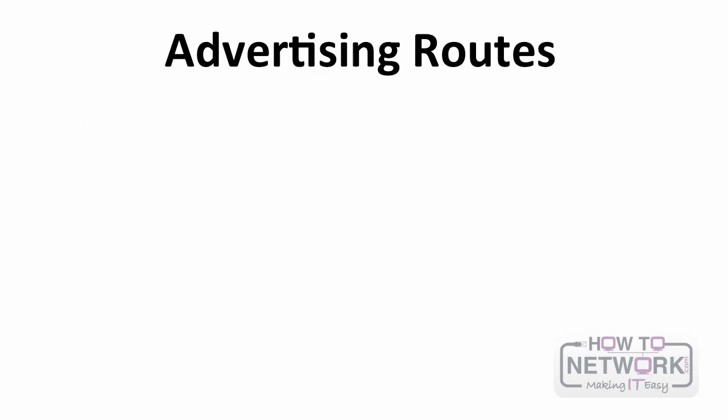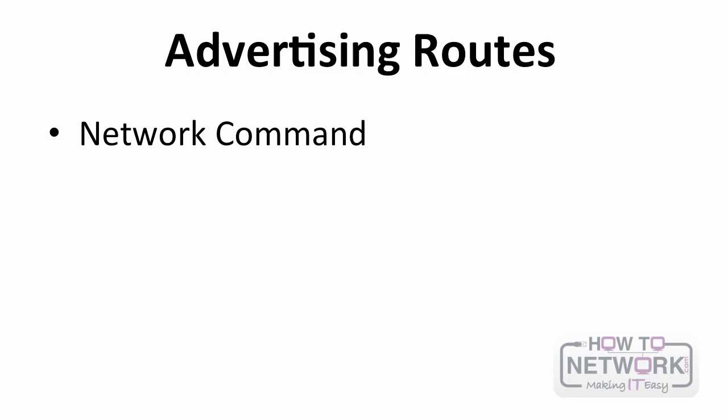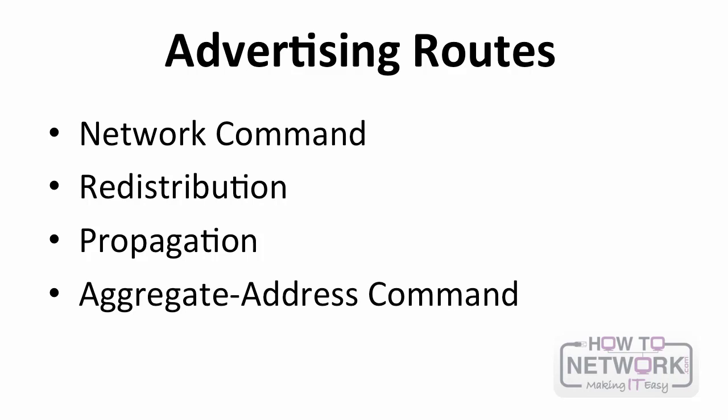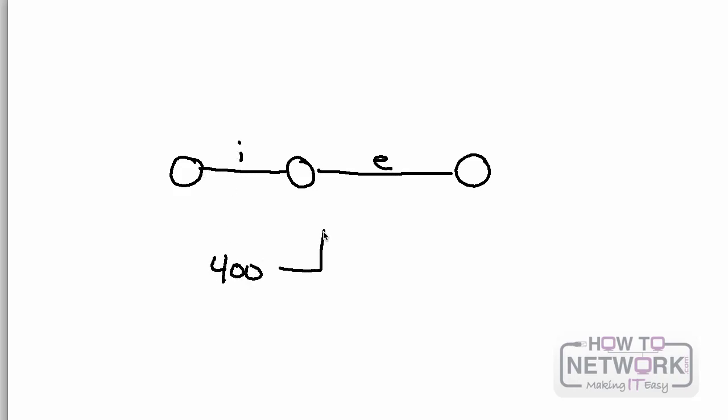Now regarding advertising routes, advertising BGP routes can be done four ways: either through the manual network command, redistribution of BGP into IGP, or propagation of existing BGP routes, or again manually using the aggregate-address command. Maybe the best way to explain these is to simply draw it out. Now imagine we have a router with an iBGP connection and an eBGP connection to an upstream provider. So there's our eBGP connection, here's our iBGP connection, and we're autonomous system, let's say 400.